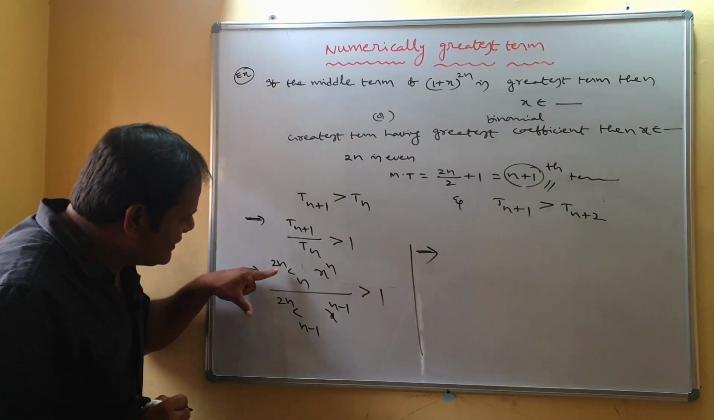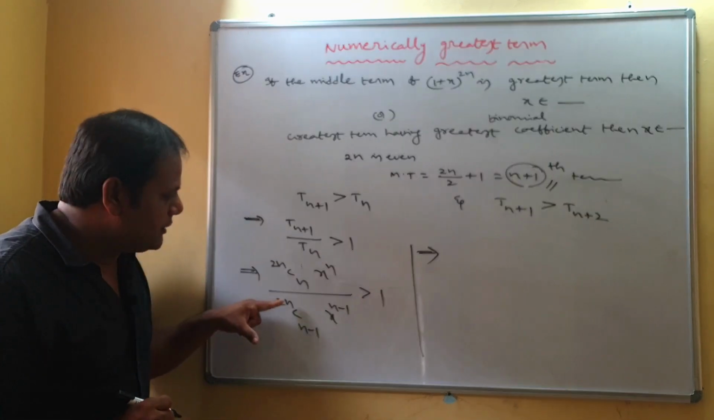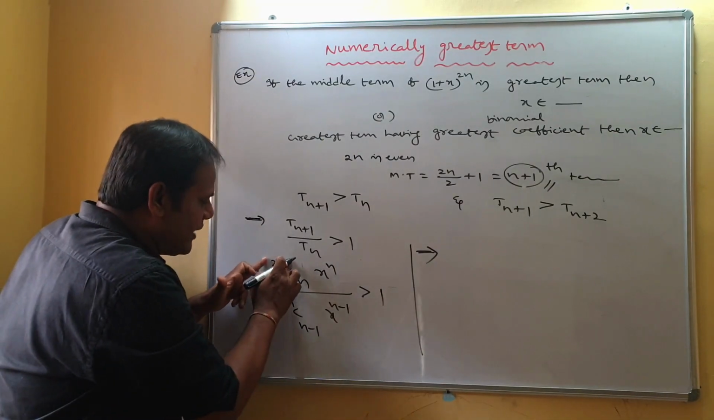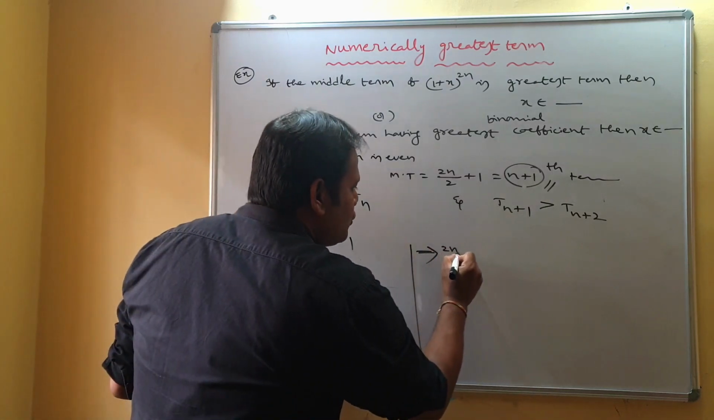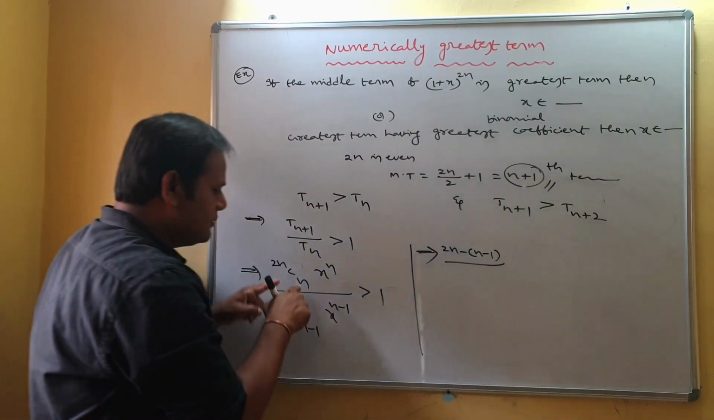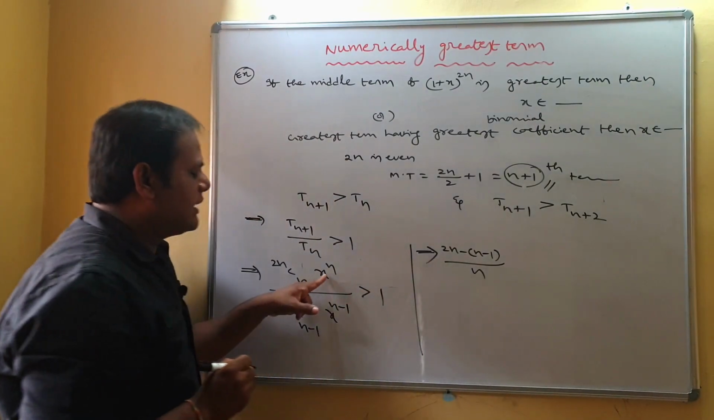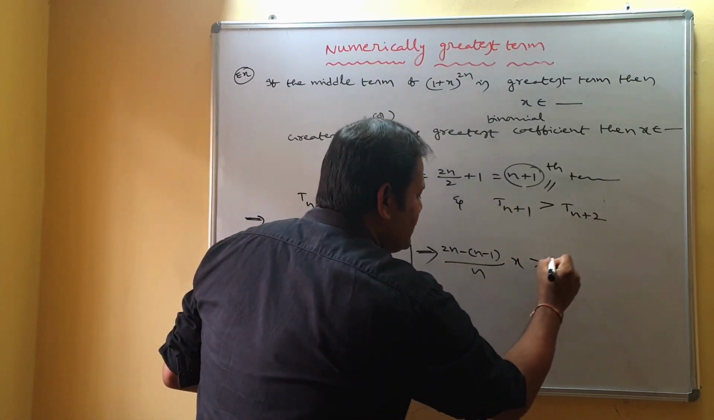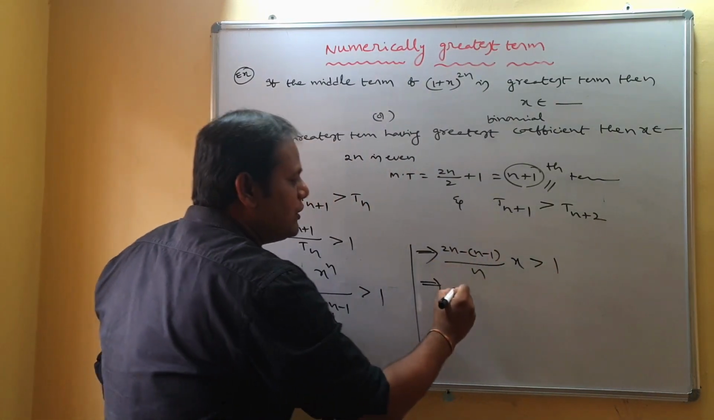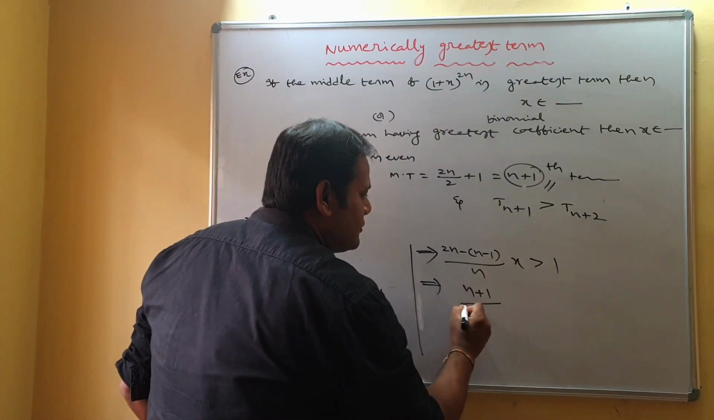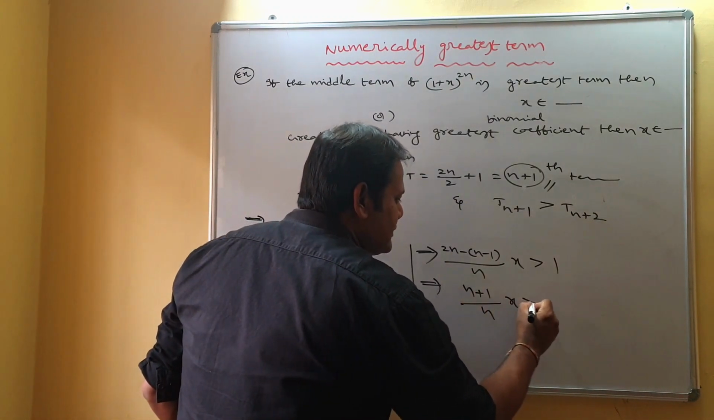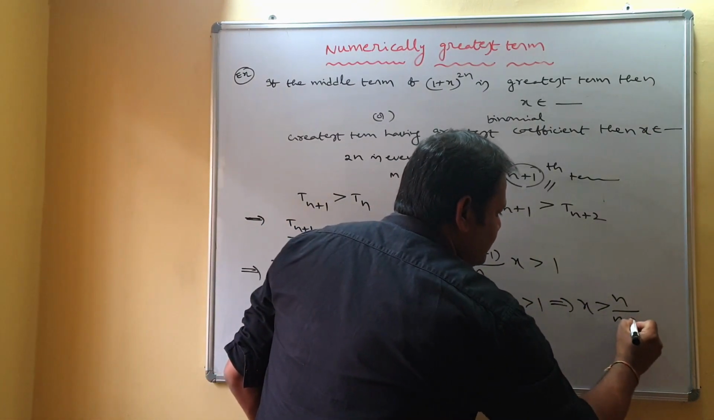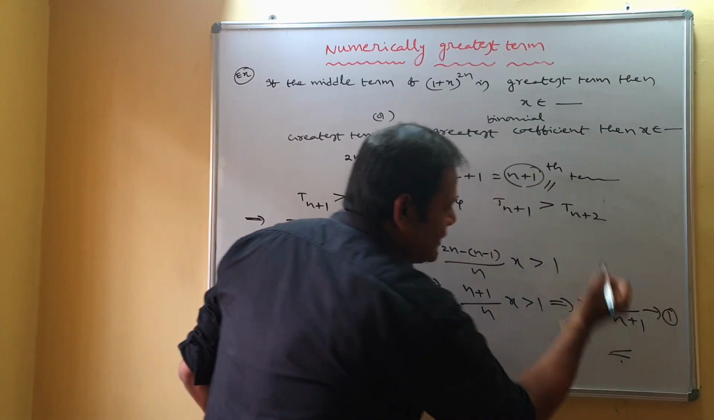It is like nCr by nC(r-1). So how to simplify? This top value minus this bottom value, that is 2n minus (n-1), divided by this value, that is n. x^n by x^(n-1) is x. Greater than what? Greater than 1. So what is this? (2n - n + 1)/n times x is greater than 1. So from this we got x greater than n/(n+1). We take this as equation 1.